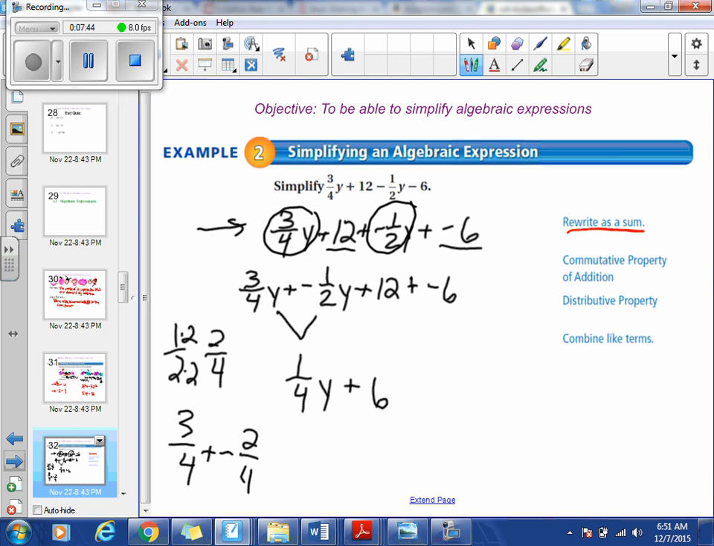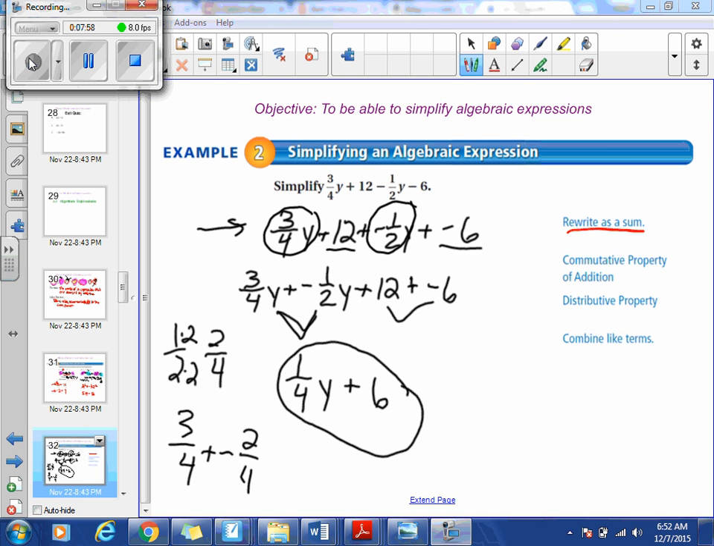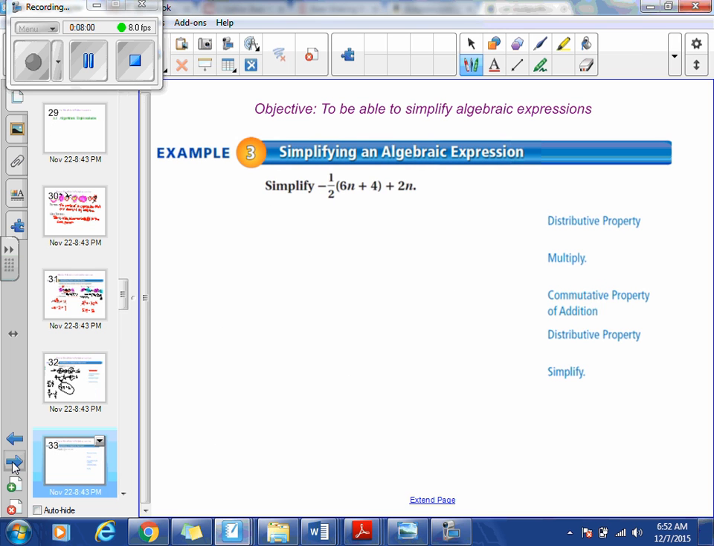12 plus negative 6, which is 6. Right? So I combine these two like terms, I combine these two like terms, and that's as far as I can go. So I've simplified it down as far as I can. That is my answer. Feel free to pause if you need more time.